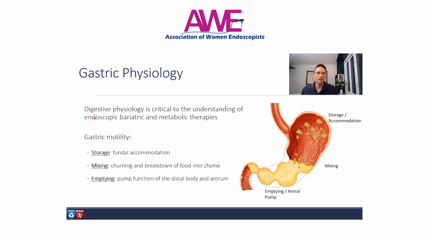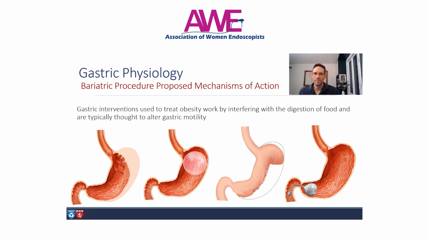So the basic stages of digestion include fundal accommodation and storage of food. Then we turn that food into chyme via mixing, churning, and breakdown, which tends to happen in the body of the stomach. And finally, there's emptying, which is largely accomplished by the antral pump. Gastric interventions used to treat obesity are a subclass of EBMT, and they typically work by interfering with digestion.